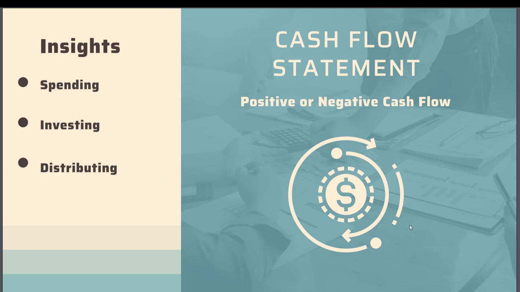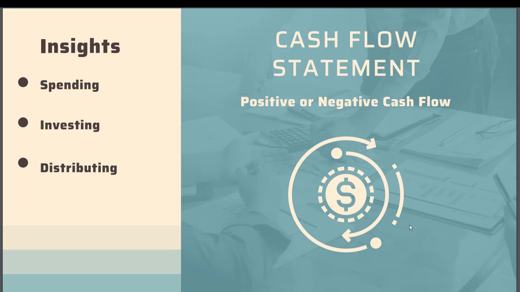And the third and final statement is the cash flow statement, also referred to as the statement of cash flows. A cash flow statement shows how money flows into and out of your business over a period of time. It shows what your company is doing with cash, spending, investing, or distributing to shareholders, and where that cash is coming from, operations, investing, or financing activities, and how much cash the business has at the end of an accounting period.